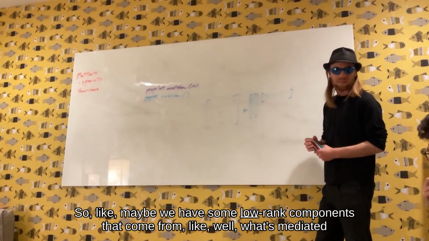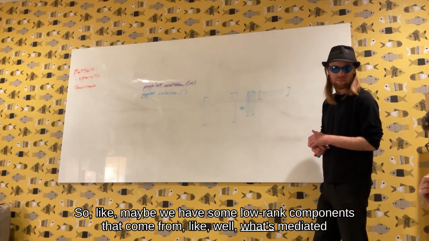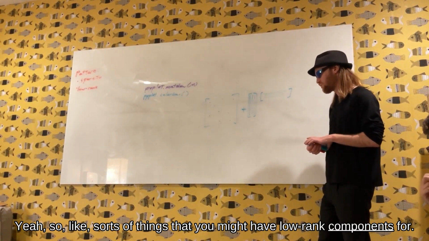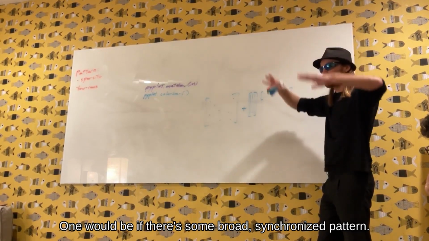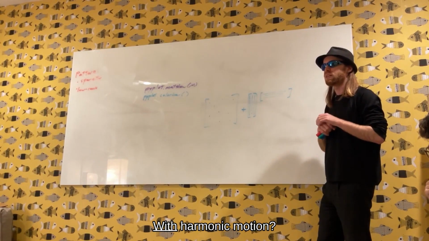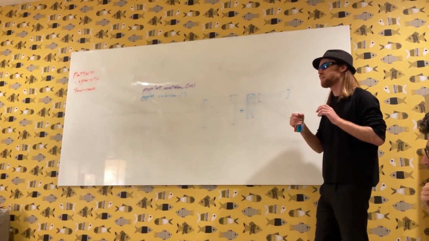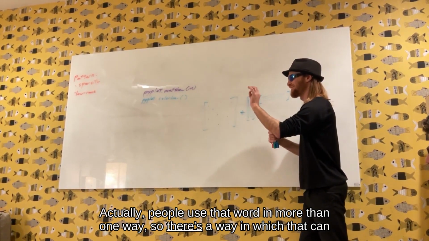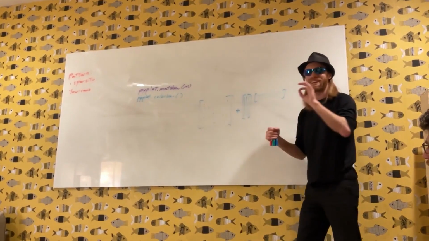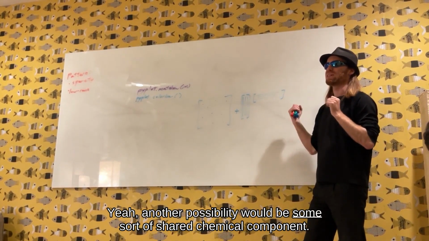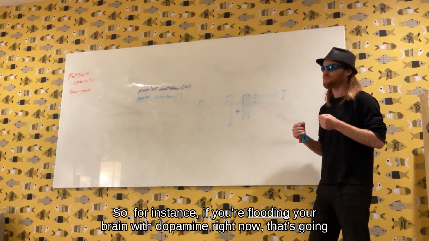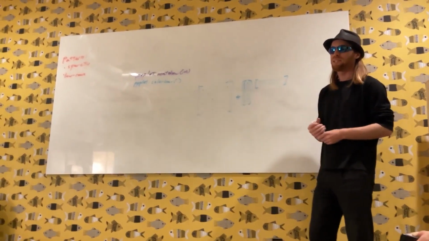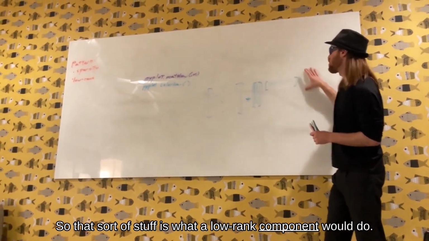So maybe we have some low rank components that come from what's needed by the optic nerve or something. Things you might have low rank components for: one would be a broad synchronized pattern. Another would be harmonic motion, though people use that word in more than one way, so there's a way it can be used correctly here. Another possibility would be some shared chemical component. For instance, if you're flooding your brain with dopamine right now, that's going to be a big global component that shows up across everything all at once. That sort of stuff is what a low rank component would do.